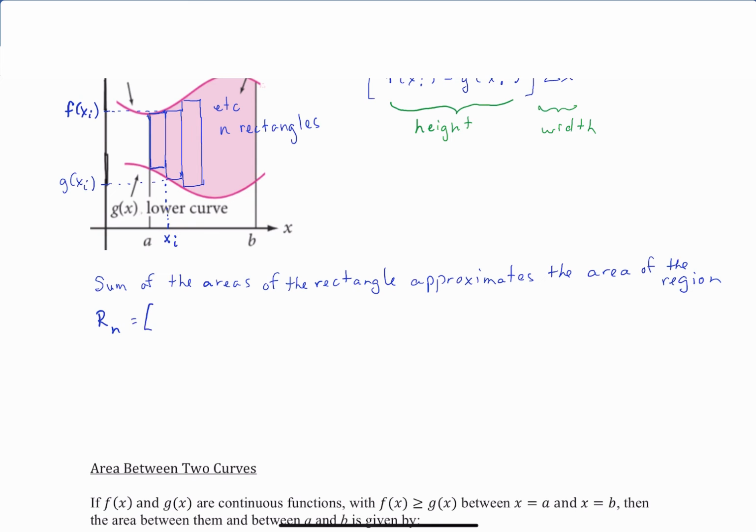That would be the area of the first rectangle, f of x sub 1 minus g of x sub 1 times delta x, plus the area of the second rectangle, which would be the height f of x sub 2 minus g of x sub 2 times the width, delta x, and so on and so forth, until you get to the last rectangle, the rectangle number n, which is going to have height f of x sub n minus g of x sub n times delta x.